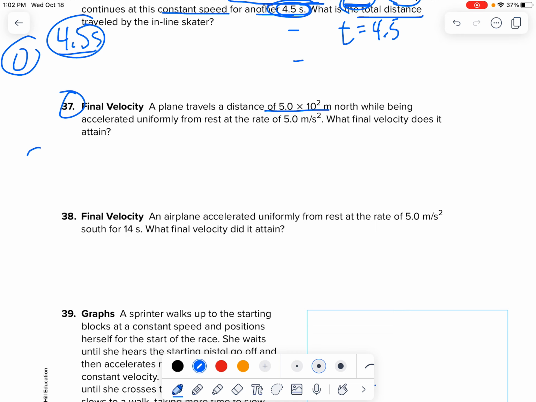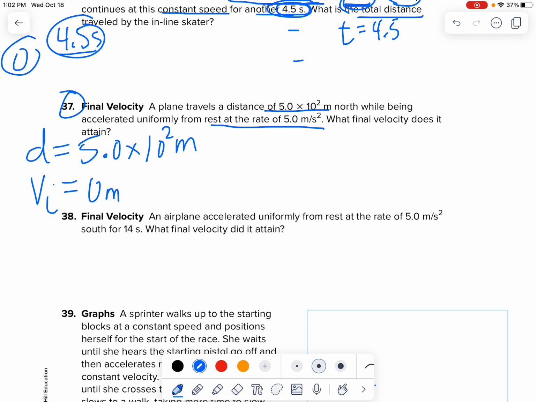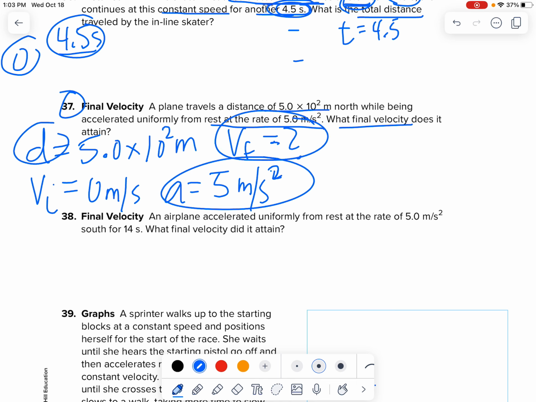All I'm doing is writing down what's given. A plane travels a distance. Distance equals 5 times 10 to the second meters. That's just 500, while being accelerated uniformly from rest at a rate of this. They said rest, which means the initial velocity is 0, and the acceleration, they're giving it to me, 5 meters per second squared. What is the final velocity? I want to find final velocity. I need an equation that has final velocity, acceleration, distance, and initial velocity. And it's that one we've used before.